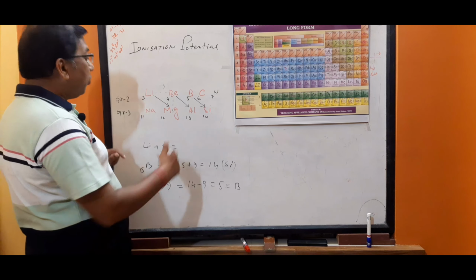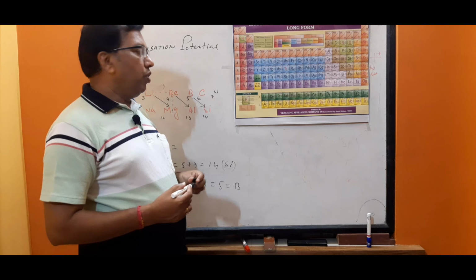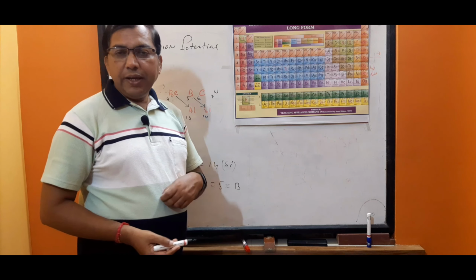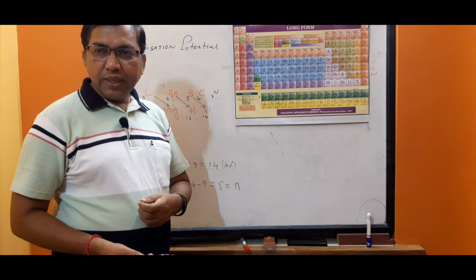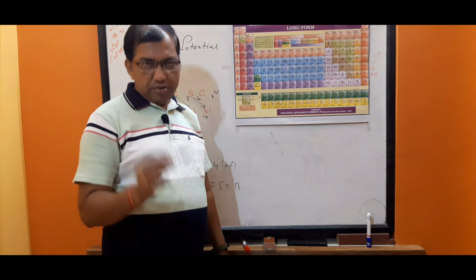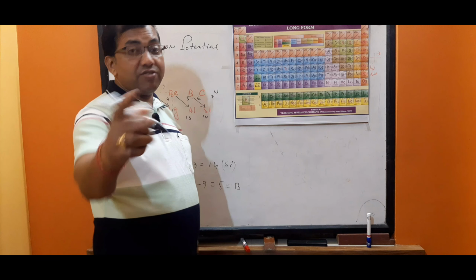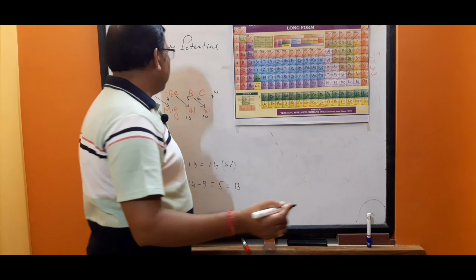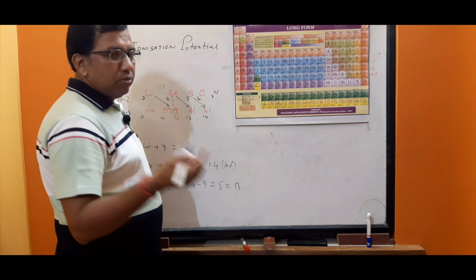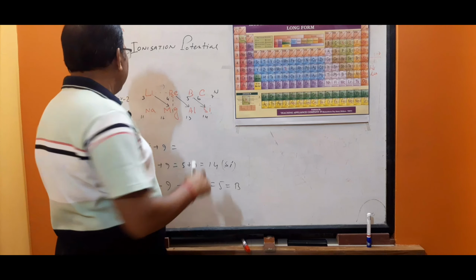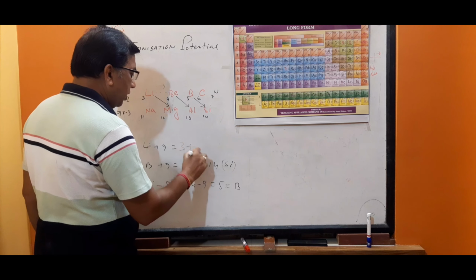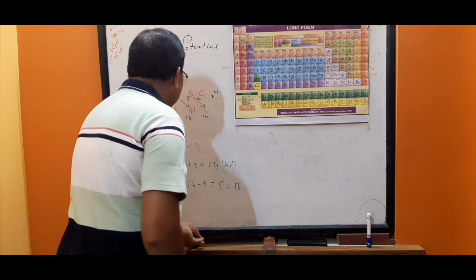Suppose a question comes: what is the diagonal relationship of aluminium, and with which element does silicon have a diagonal relationship? Directly we cannot say, so here is a short tip. You have to add or subtract 9 with the element. Suppose you are given lithium, which element has the diagonal relationship with it? Lithium's atomic number is 3. So lithium plus 9 is 3 plus 9, that is 12. 12 is magnesium.